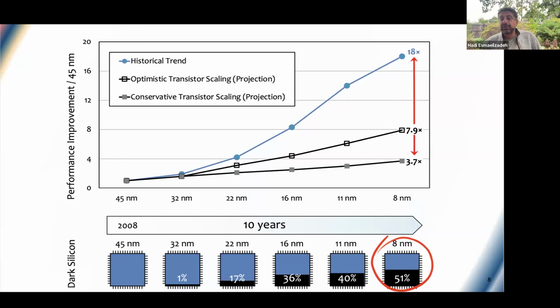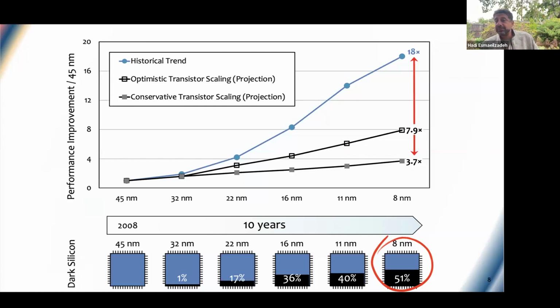On the x-axis you're looking at 10 years of development. This was done in 2011, so this is looking into the future. The y-axis is performance improvement over 45 nanometer, which was the technology at the time I was doing this study. The blue line is the 18x improvement that we got in 10 years when we were in the golden era of ILP. And the expectation was that we either need to match it or surpass it.